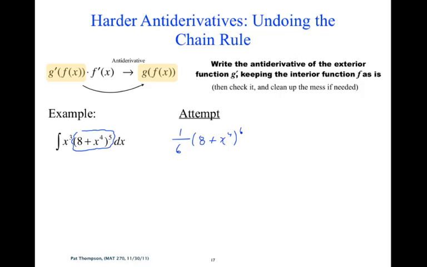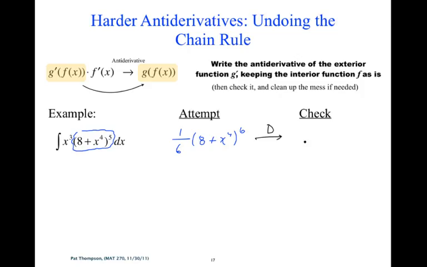to the 6th. Here's our first attempt at this: 1/6 (8 + x^4)^6. Remember, two things multiplied together collapse back into one. So we know that's at least on the right track or close. How can we check it? We're going to take the derivative of it, right? If we take the derivative and we get exactly what we started with, we're done. Our attempt was right.